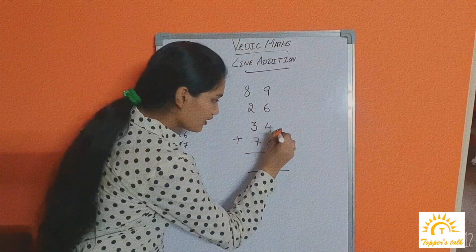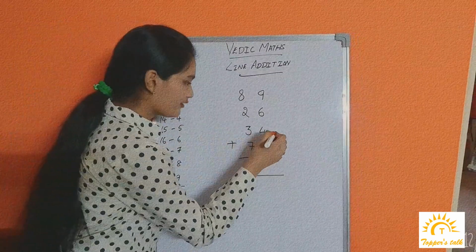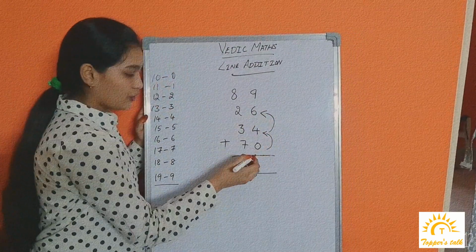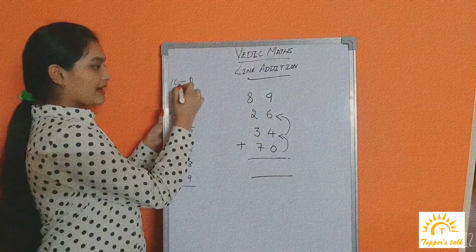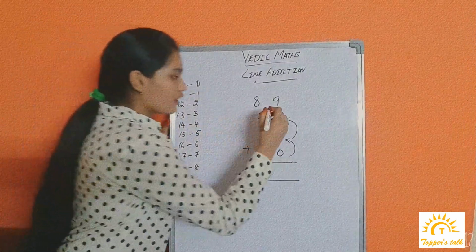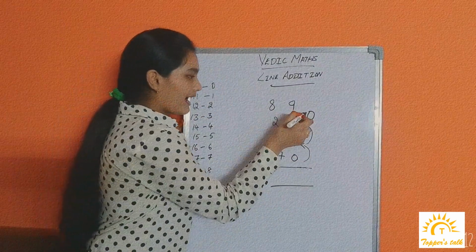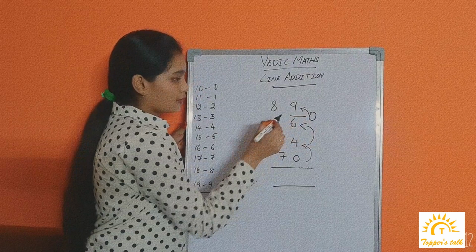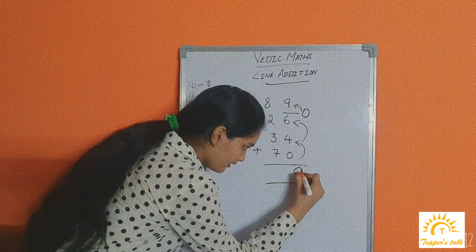0 plus 4 is 4, which is less than 10. So we have to add 6 as well. 0 plus 4 plus 6 is 10, and 10 minus 10 is 0. So we have to draw a line and write 0. Now add the 0 to this 9. 0 plus 9 is 9. So we write 9 in the answer.